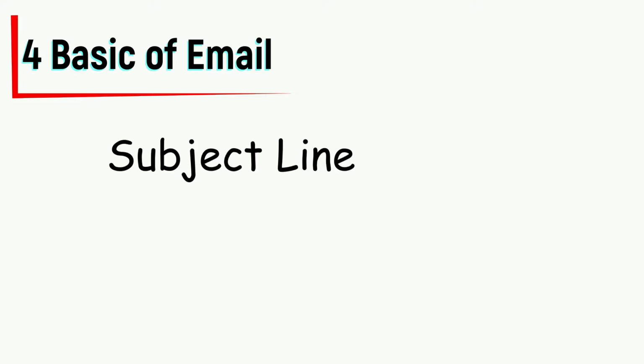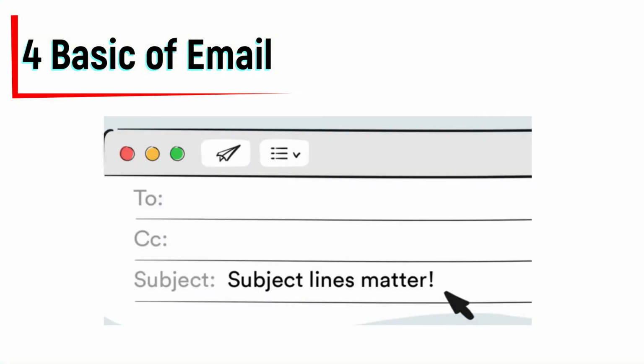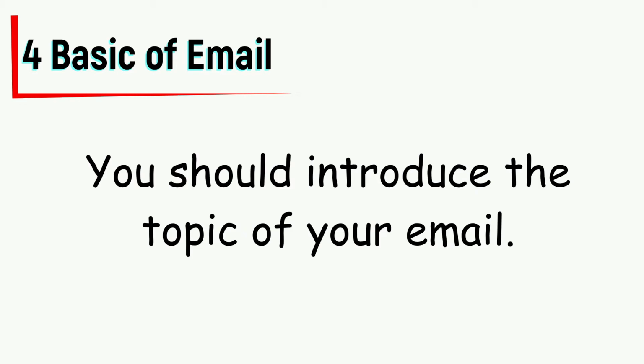Now, let's look at the four basics of an email and how you will write them. These are the subject line, the greeting, the email text, and the closing. These may seem simple, but looking at each part and examining it is very important. The subject line is the heading. This is the first thing to do when writing an email. You should introduce the topic of your email and get the reader's attention.